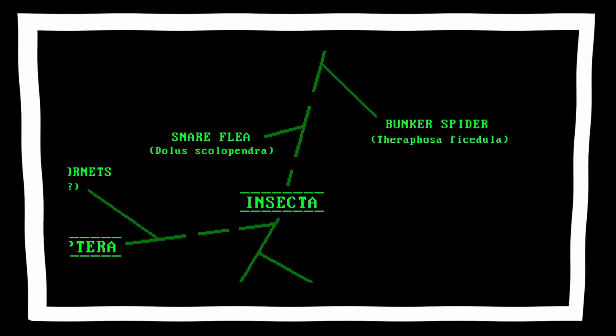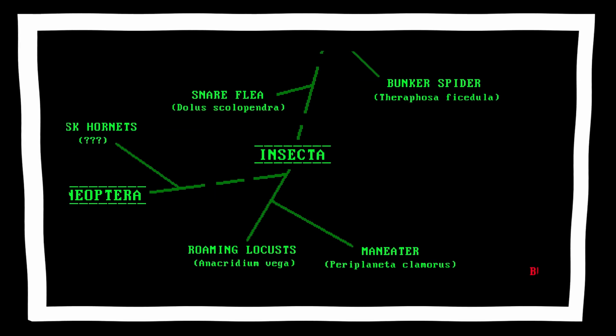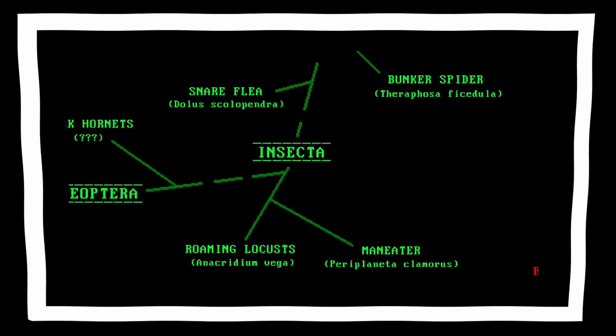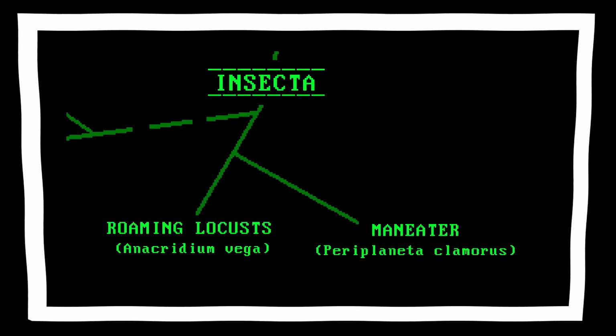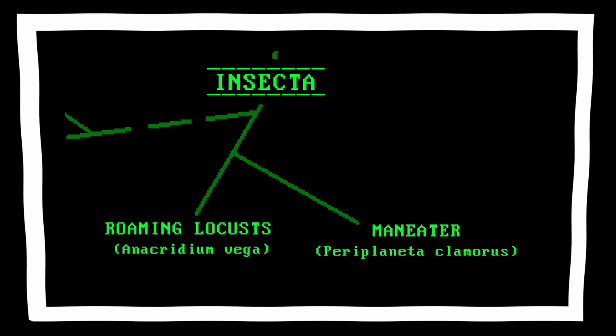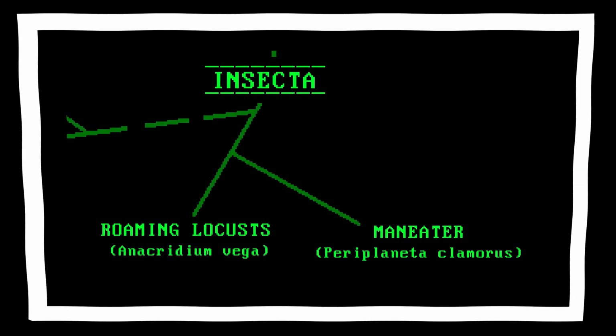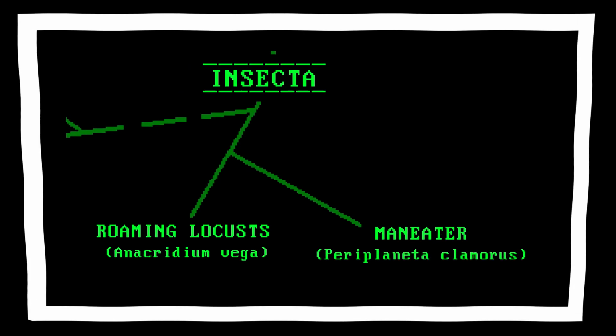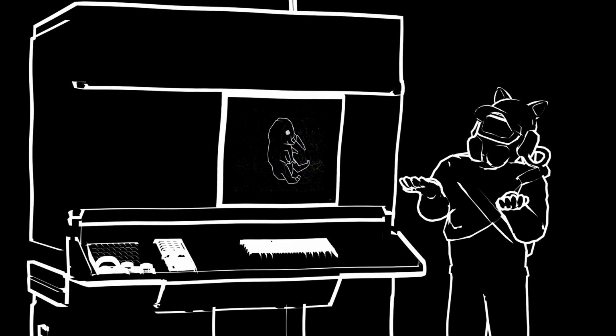Then we go to Insecta. A lot of people might think that spiders and different bugs are more closely related than they actually are, but you can see here it's actually a little bit more distant. We go to Insecta and we see roaming locusts, Acridium vega, which are related, of course, to locusts, and the man-eater, Periplaneta clamorus, which is related more to cockroaches, which is a little bit gross, but oh well.